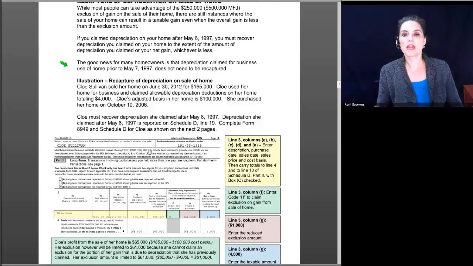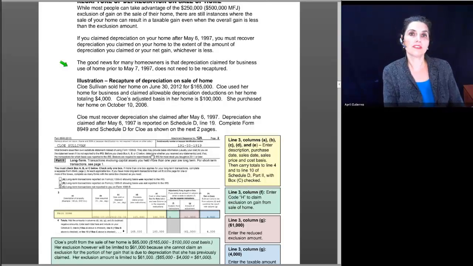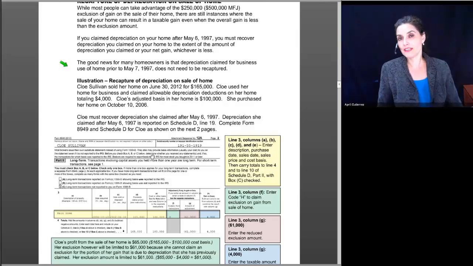So let's just suppose you had someone who used their home as a rental home in years before 1997. Let's just say they purchased the home in 1980, they lived in it till 1990, then they rented it out for 5 years before they moved back into it, and during the 5 years that it was rented, they claimed depreciation. Well, the IRS says you don't have to recapture that depreciation. The depreciation would reduce your basis in the home, but you don't have to recapture it and pay tax on it because the depreciation was claimed before May 7, 1997.